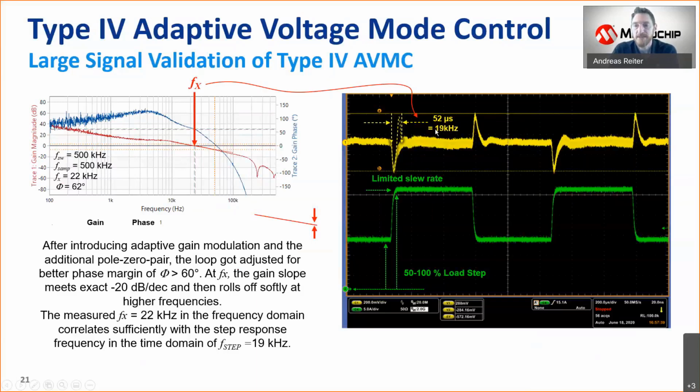The slight mismatch between the 19 kilohertz and the 22 kilohertz here, also this oscillation, is mainly due to the limited slew rate of our load. So the load rises not fast enough to really benchmark the total speed of the loop.